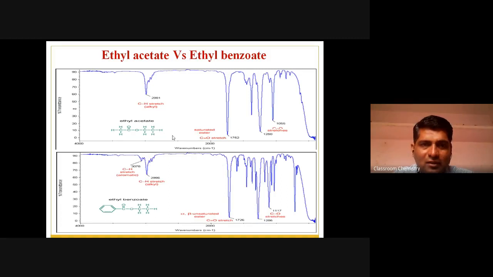Now you can see that in benzene there is a CH stretch, but in ethyl acetate there is no peak above 3000. ठीक आहे, ज्यावेळेस aromatic compound असेल तर 3000 वर तुम्हाला पीक भेटेल. जर फक्त ॲलिफॅटिक असेल तर 3000 वर तुम्हाला कुठलाही पीक भेटणार नाही. ओके, so this is the comparison between the aliphatic and aromatic ester.